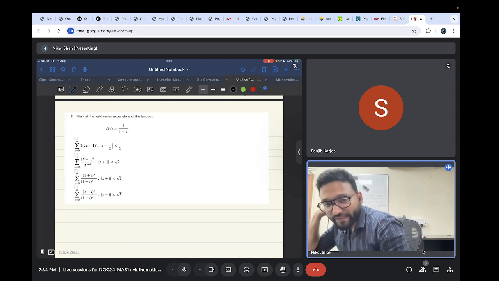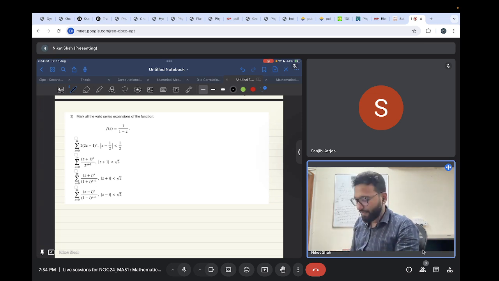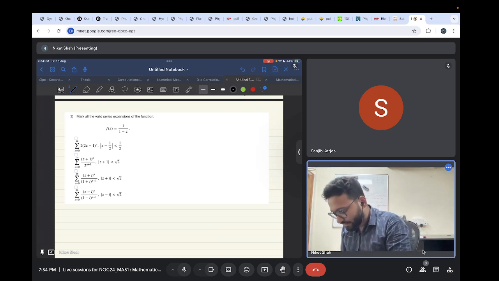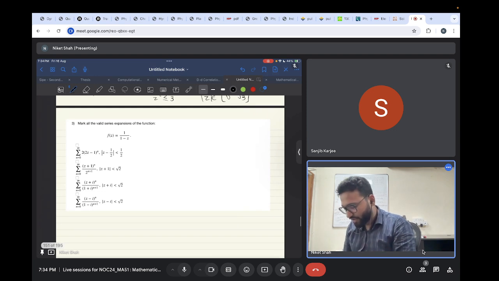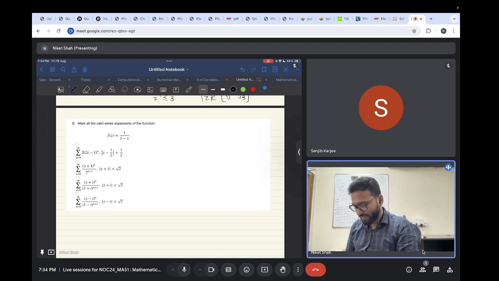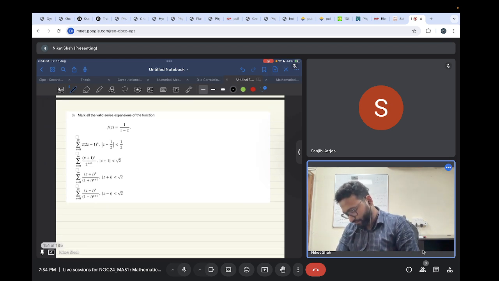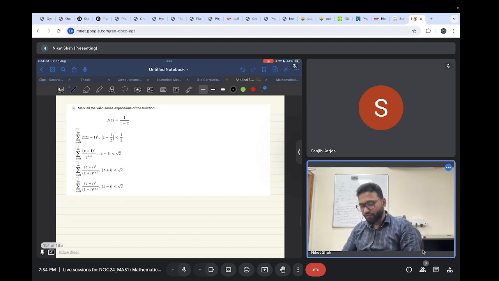Okay, so the next question, the third question, is mark all the valid series expansions of the function f of z is equal to 1 by 1 minus z. So here clearly what we're doing is we are expanding about different points. If you look at the options, here there is mod z minus half is less than half, mod z plus 1 is less than root 2. These are different kinds. So basically we are expanding about different points here.